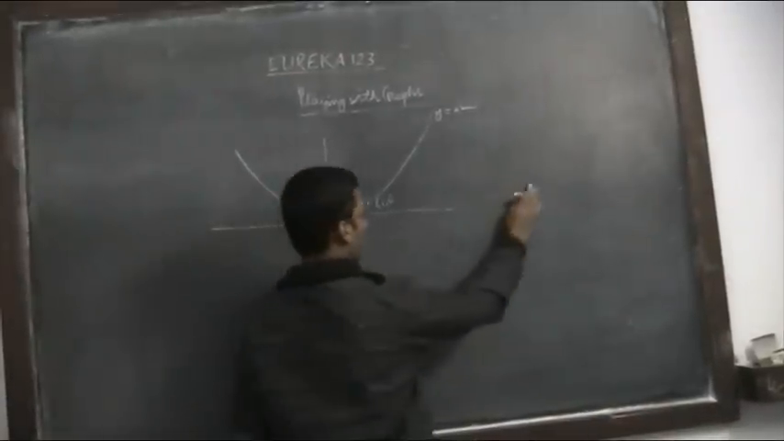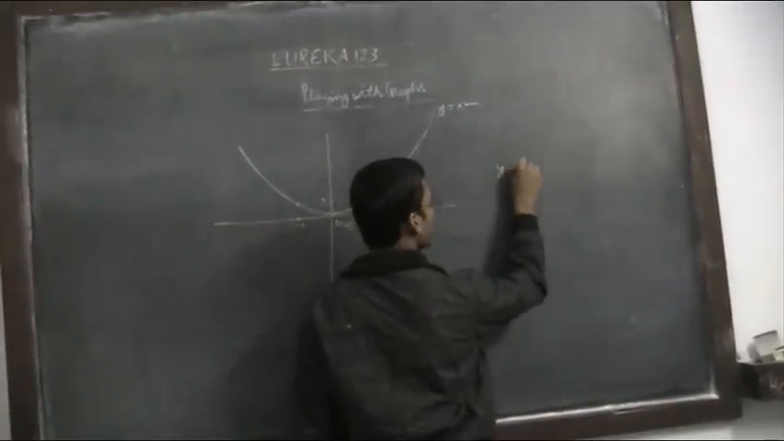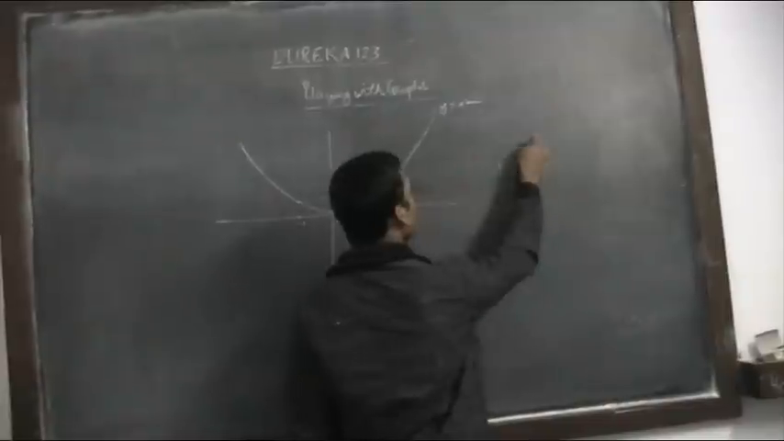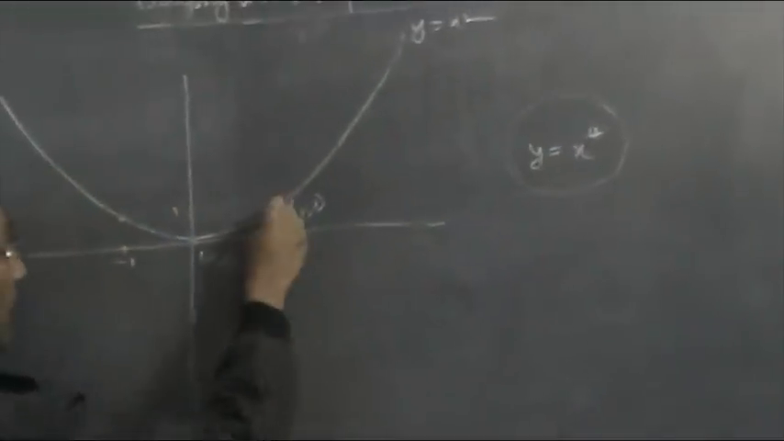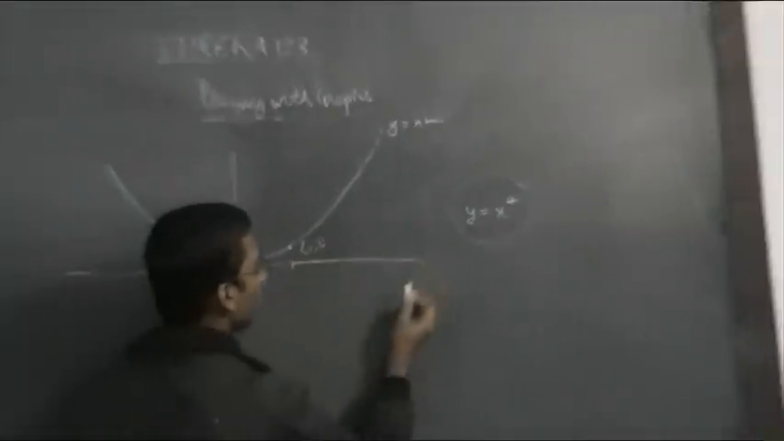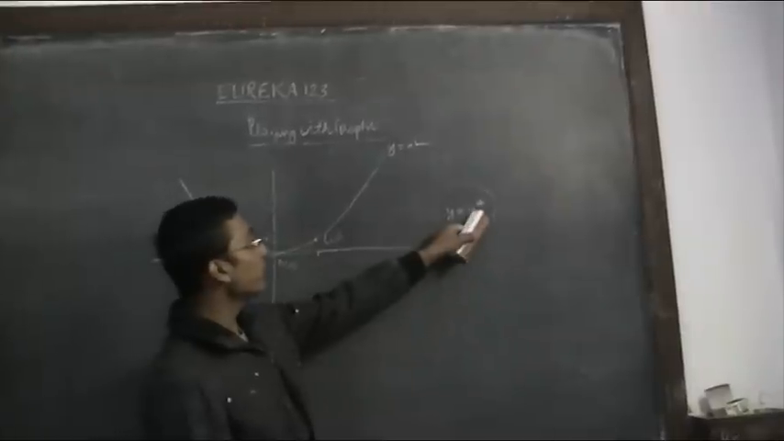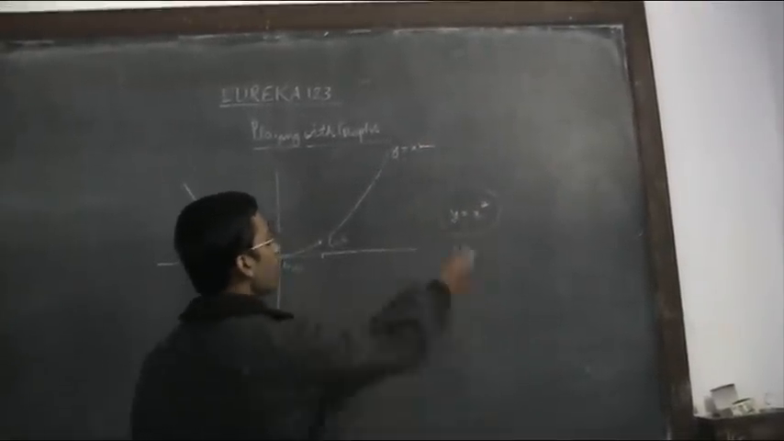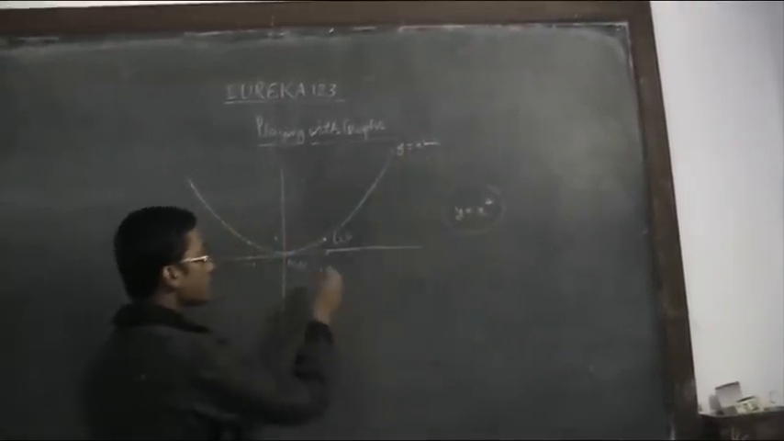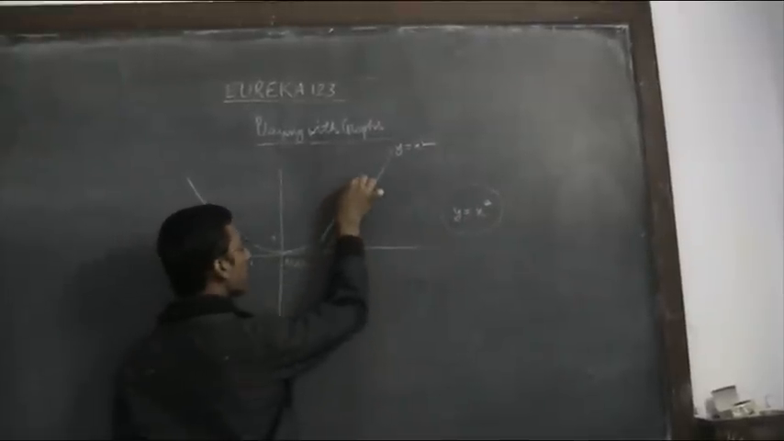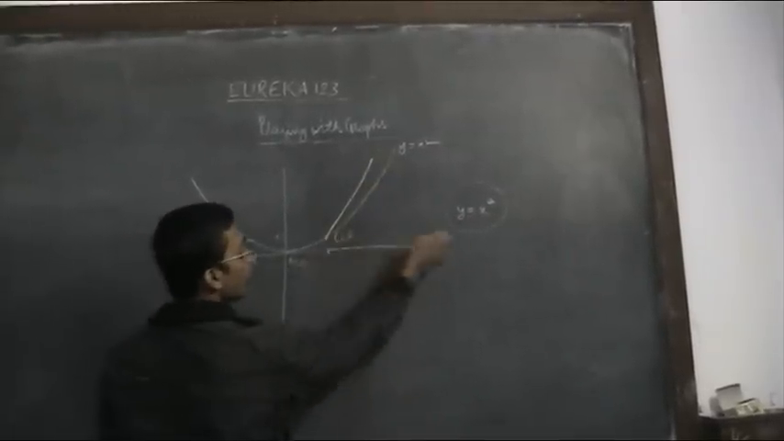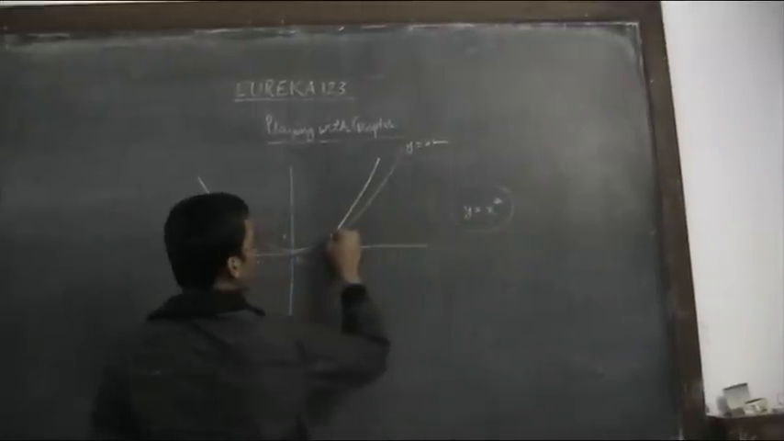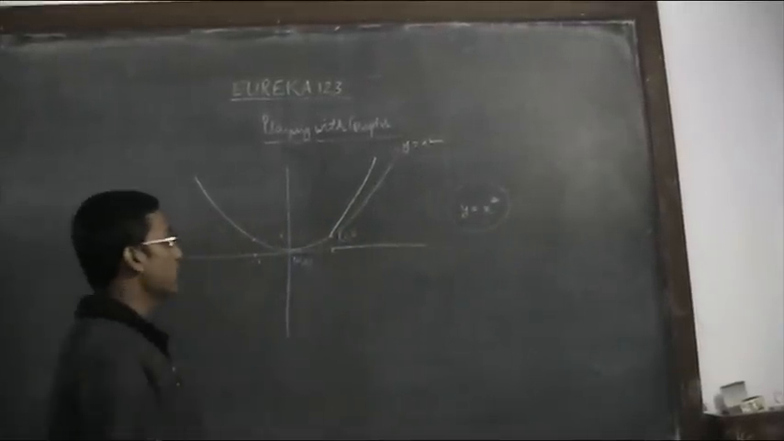Now, if you have to draw the graph of y equals x to the power 4, how will the graph look like? Now, if x is greater than 1, x to the power 4 is greater than x square, therefore the graph of y equals x to the power 4 will lie entirely above the graph of y equals x square. So it will be something like this. And at x equals 1, this is 1, this is 1, therefore they will touch each other at point 1.